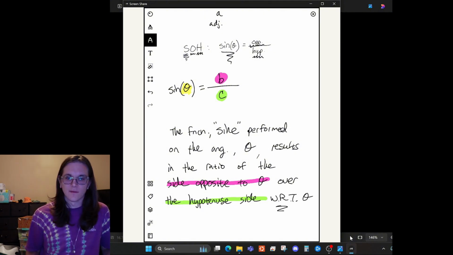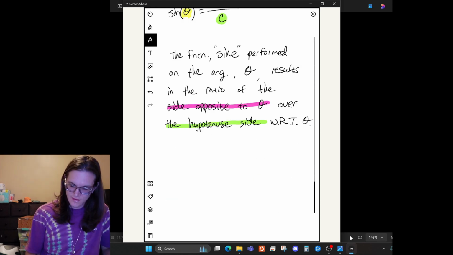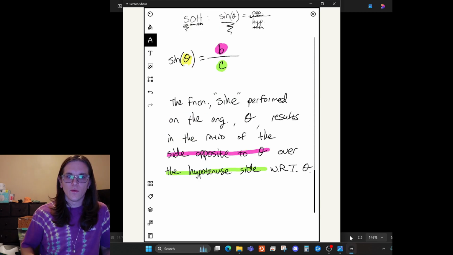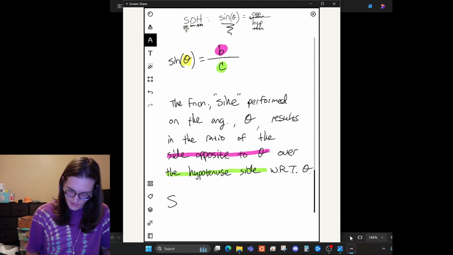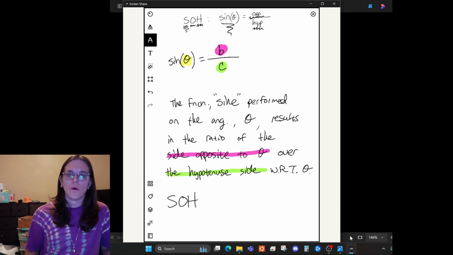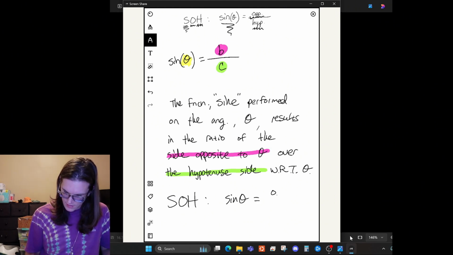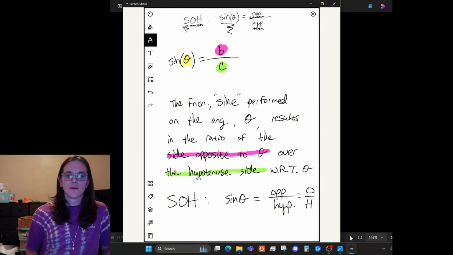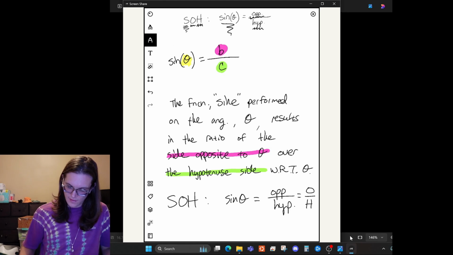This means with respect to. It's very useful shorthand. Okay, and so this is a lot of words, mumbo jumbo. So we like to say, so sine, opposite, hypotenuse. Or sometimes it's written as just O over H. So there we go. We can move on to the next function.